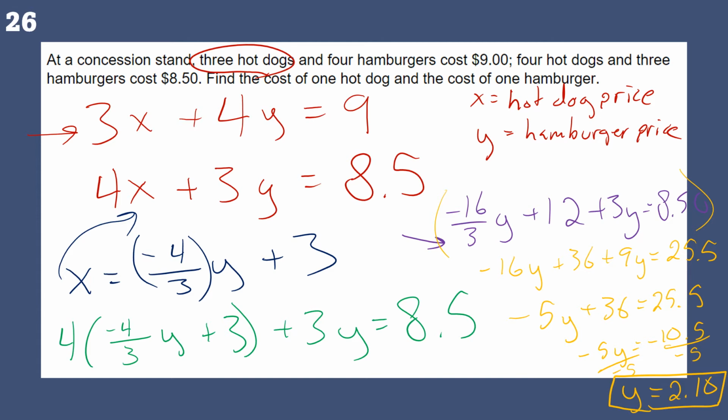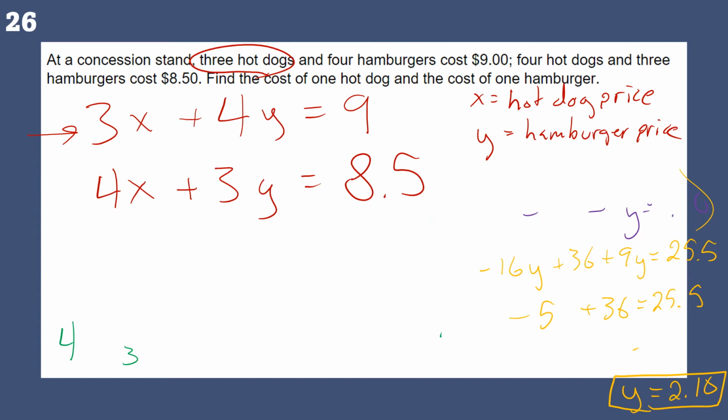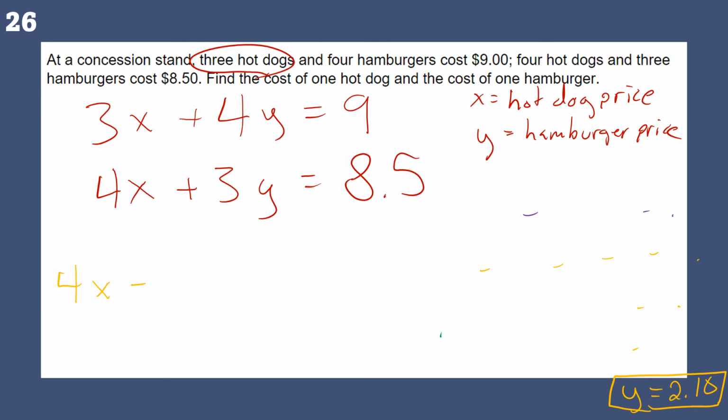So we have a y value. I'm going to clean this up. I hope that's okay. But I'm going to try to give myself some room to work. Going back to my original equation, now that I have my y value, I'm just going to plug it in for y and see what I end up with. So I'm going to plug it in my second one. And so I get 4x plus 3 times $2.10 equals $8.50.